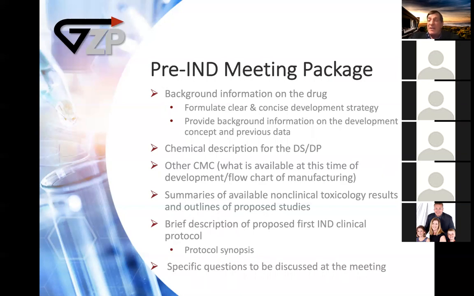If you're in advanced phase 2 or phase 3, we suggest that you do submit a protocol to the pre-IND, but that's your choice. And then specific questions to be discussed at the meeting. You don't put your program before the FDA and say, what do you think? You say, in the CMC, we've got 2 months of stability. We believe that this will cover the 1-month duration of the first clinical trial proposed in the IND. Do you agree? Or we have found only one relevant species.